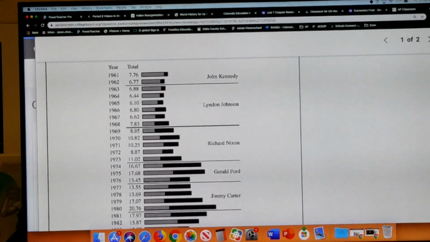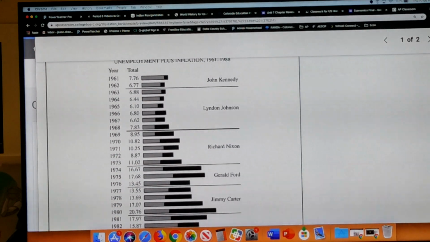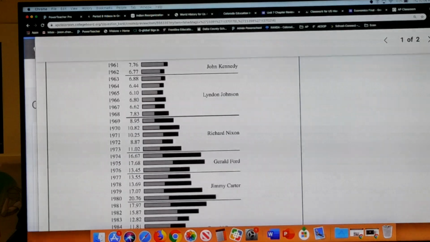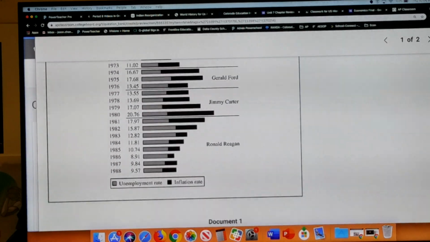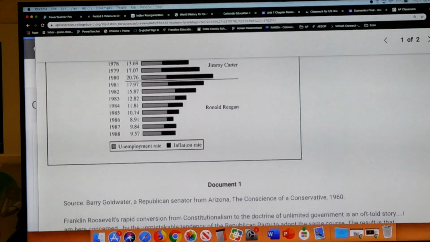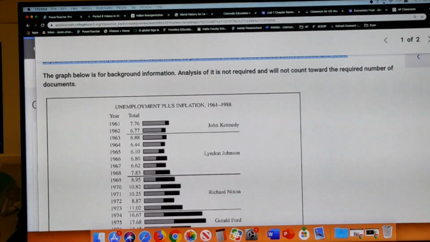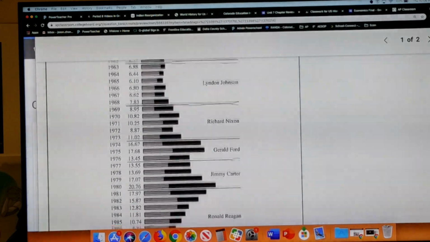So, JFK was not conservative, right? He was a liberal. LBJ was more liberal. Then Nixon is more conservative. Ford's more conservative. Carter is a conservative Democrat, but he'd be more liberal than Ford or Nixon. And then Reagan, of course, is super conservative. So you can look at that real quick. It's background information. It's not required on your documents, but if they provide you with a chart like this, you could cite the chart as well.